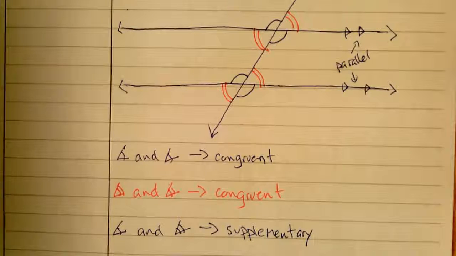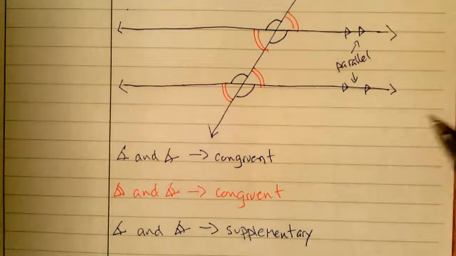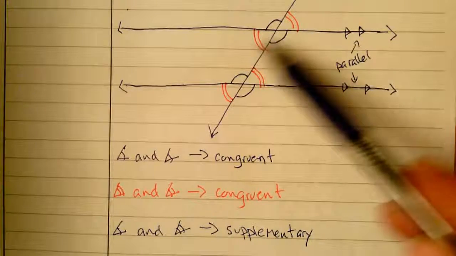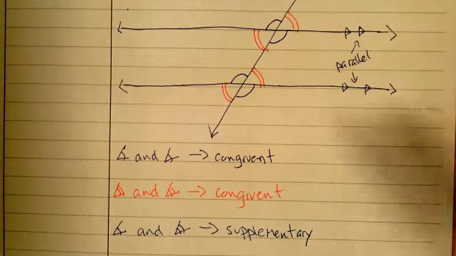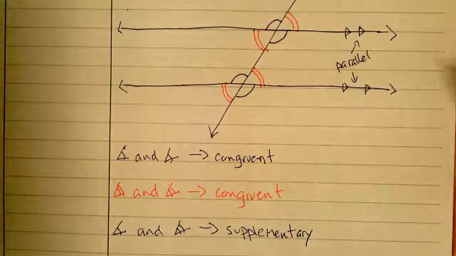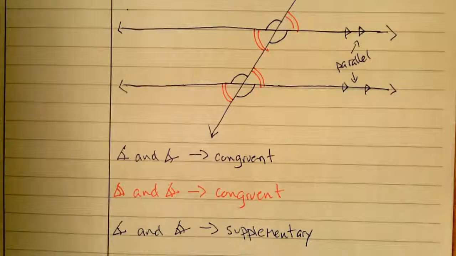Now, the important thing to remember is just this pattern. That in this sort of zigzag pattern through the parallel lines and the transversal, through the angles, they're all congruent, and going the other way, they're all congruent, and if you mix them up, they're supplementary.